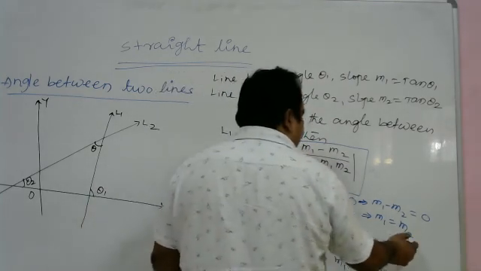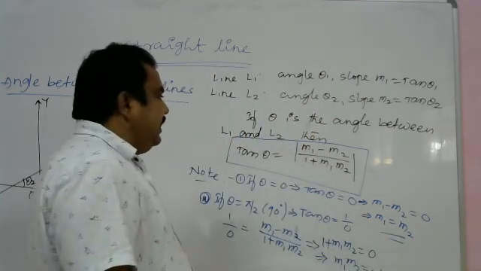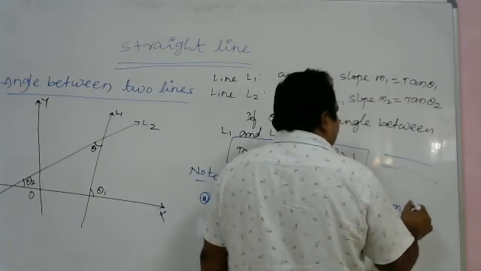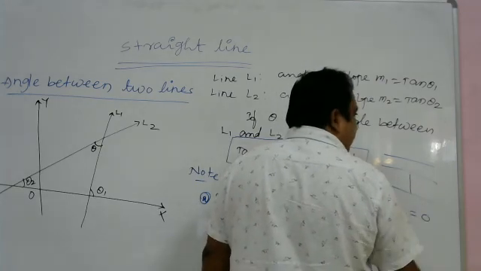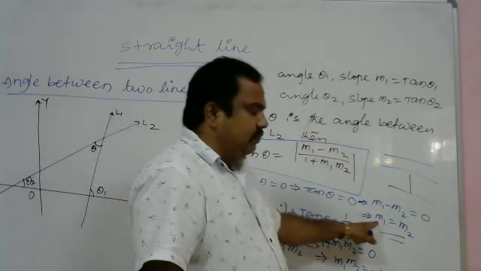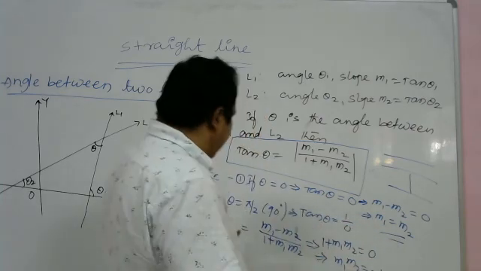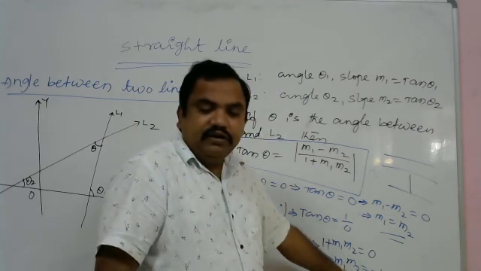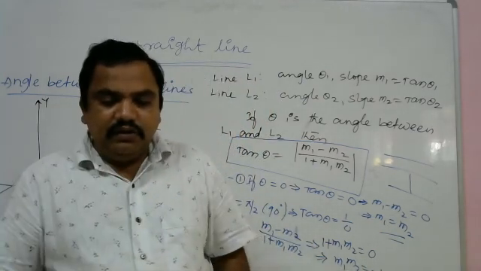So whenever theta is 0, the two lines are parallel. When theta is 90, they are perpendicular. So if two lines are parallel, then their respective slopes are equal. If two lines are perpendicular, then the product of their respective slopes should be minus 1. Okay? Understood?